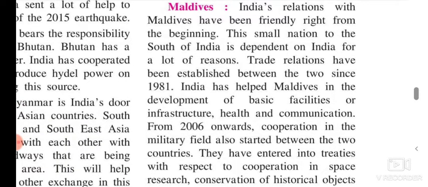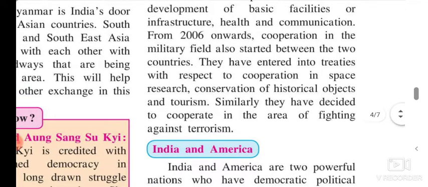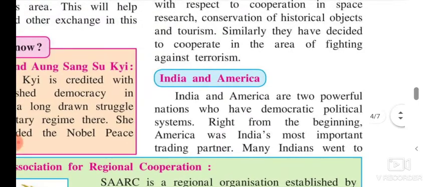India will be able to import natural gas from Maldives. India's relationships with the Maldives have been friendly right from the beginning. The small nation to the south of India is dependent on India for a lot of reasons. Trade relations have been established between the two since 1981. India has helped Maldives in the development of basic facilities or infrastructure, health and communication. From 2006 onwards, cooperation in the military field also started between the two countries. They have entered into treaties with respect to cooperation in space research, conservation of historical objects, and tourism. Similarly, they have decided to cooperate in the area of fighting against terrorism.